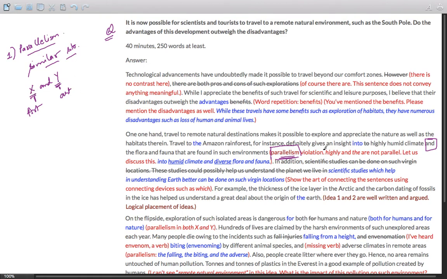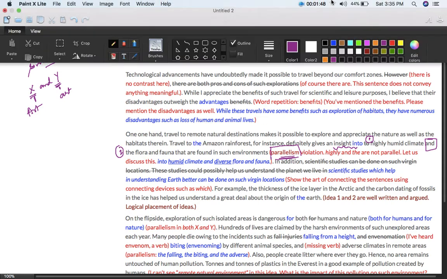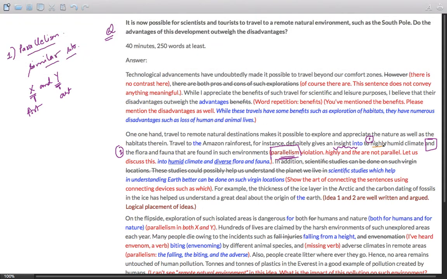So the student over here writes, "definitely gives an insight into highly humid climate." So it gives an insight into two things: number one, highly humid climate, and number two, the flora and fauna that are found in such environments. The problem here is that "highly," the first word of X, is an adjective, and the first word of Y is an article. So these are not matching.